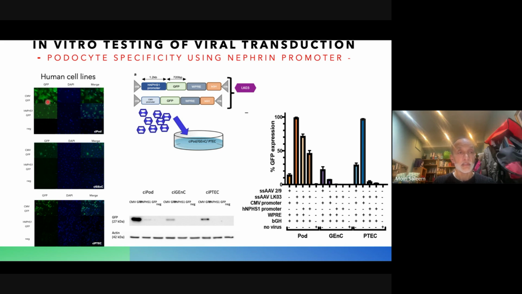These are two different promoters. This is CMV, which is a generic promoter. This is the NPHS1 nephrin promoter, which should only go into podocytes. So that's the key panel here, compared to this one and compared to this one. You can see that there's nice specificity for podocytes using that podocyte-specific promoter.